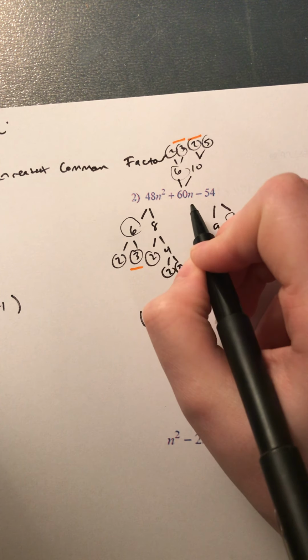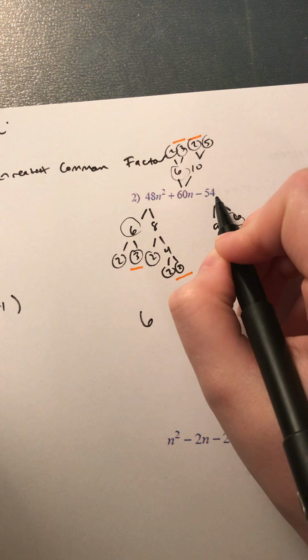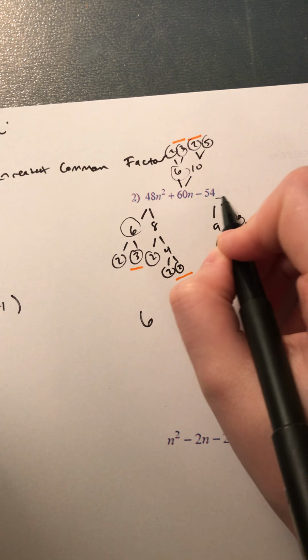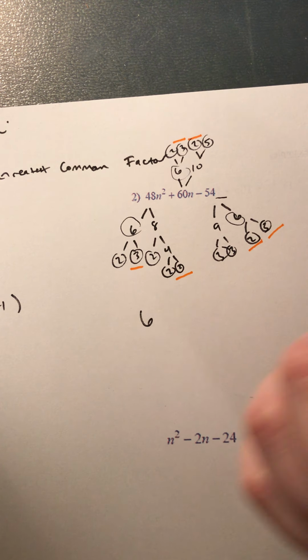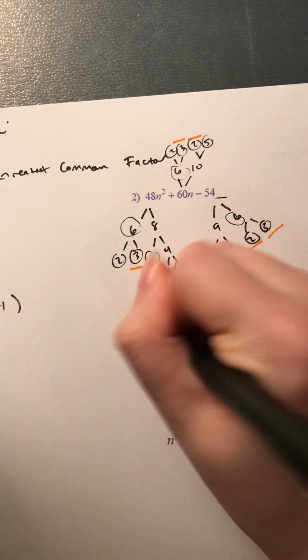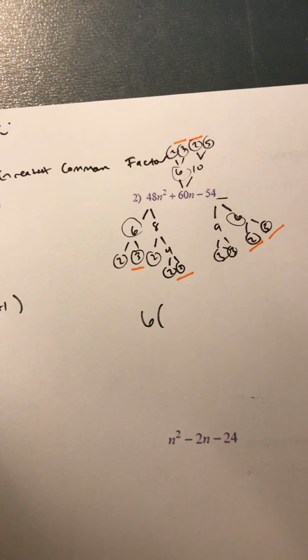So there's n squared, n, and then no n. Oh no, what does that mean? Well, if this one doesn't have any n's, then can we take any n's out? Nope. So we can't take any n's out. So all we can do is the 6.